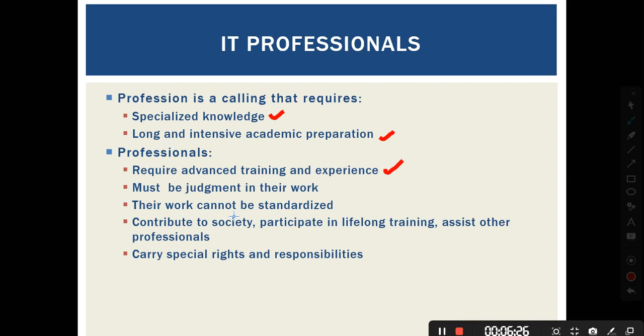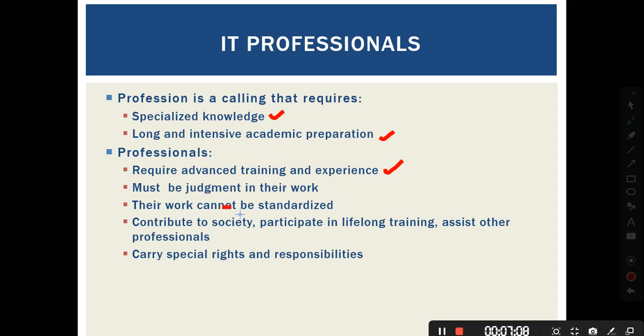They will participate in lifelong training and assess other professionals. They are contributing to society, and they participate in lifelong training and assess the profession. Further, it carries special rights and responsibilities according to their work. Simply, professional people need to have good training.